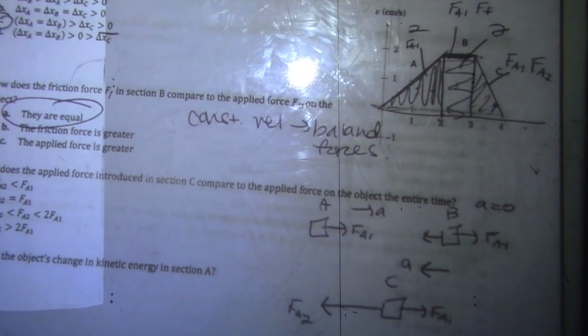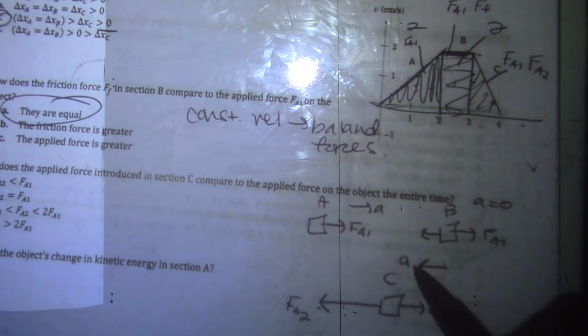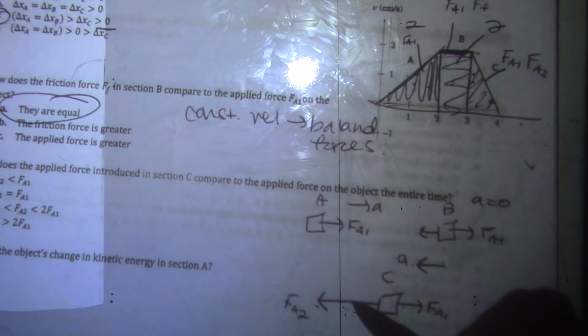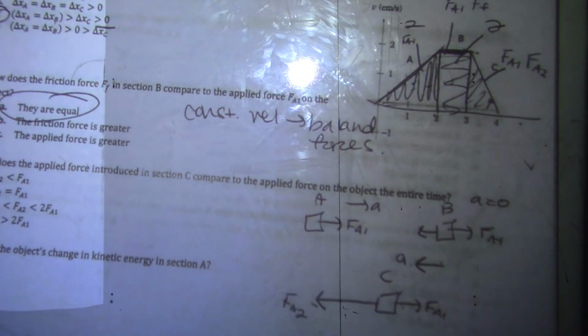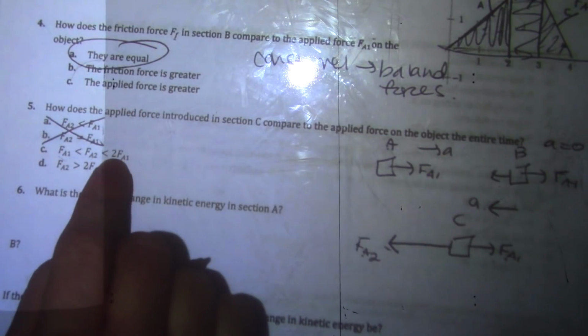Now the reason that I drew it bigger is because I know it's accelerating this way, so not only is it this direction, but it's greater this direction because it accelerates this way and wins. So I definitely know that FA2 is greater than FA1. So FA2 is greater, we can cross off these two. What this one is saying is FA2 is somewhere between greater and 2 times greater, and this is saying it's more than twice as great.